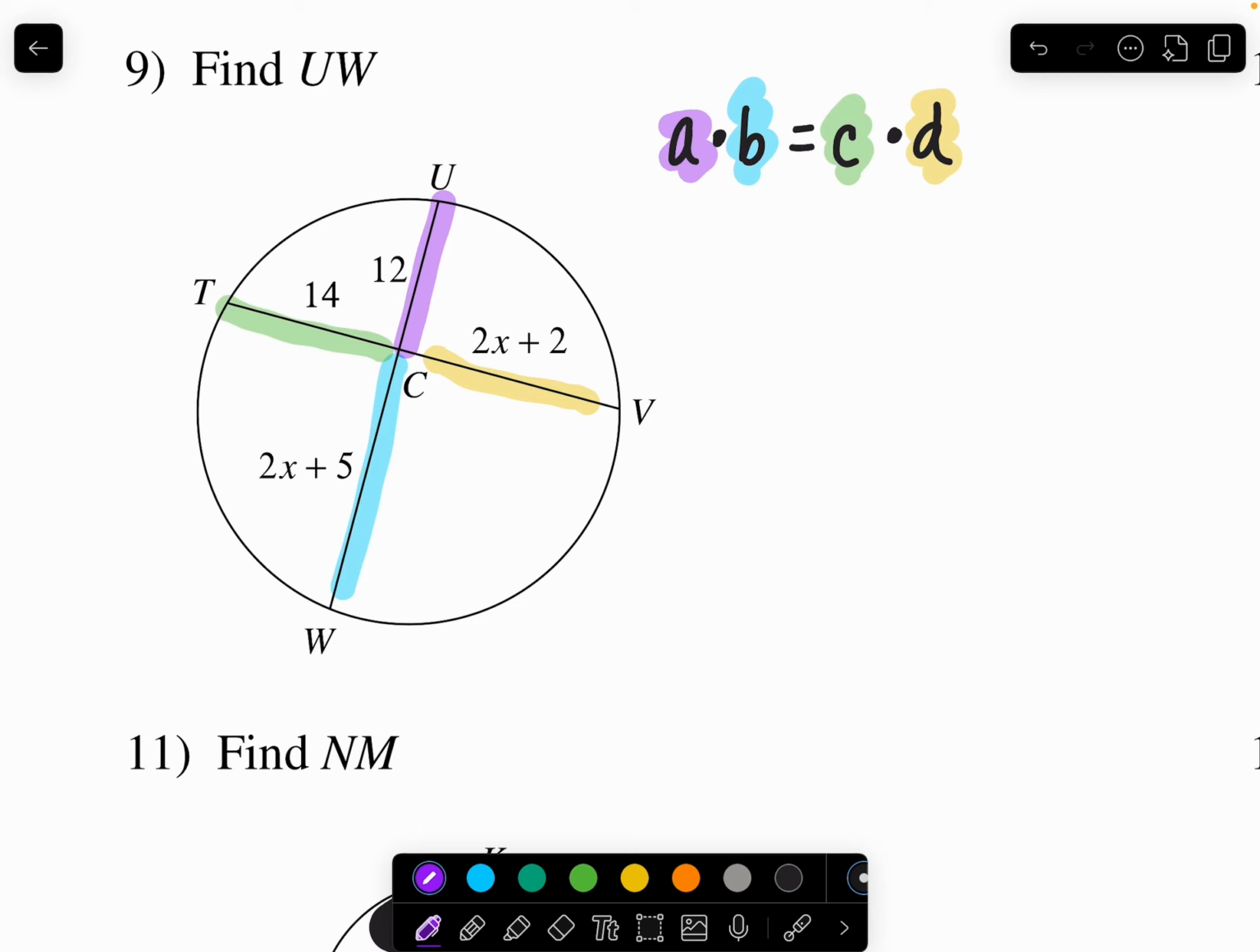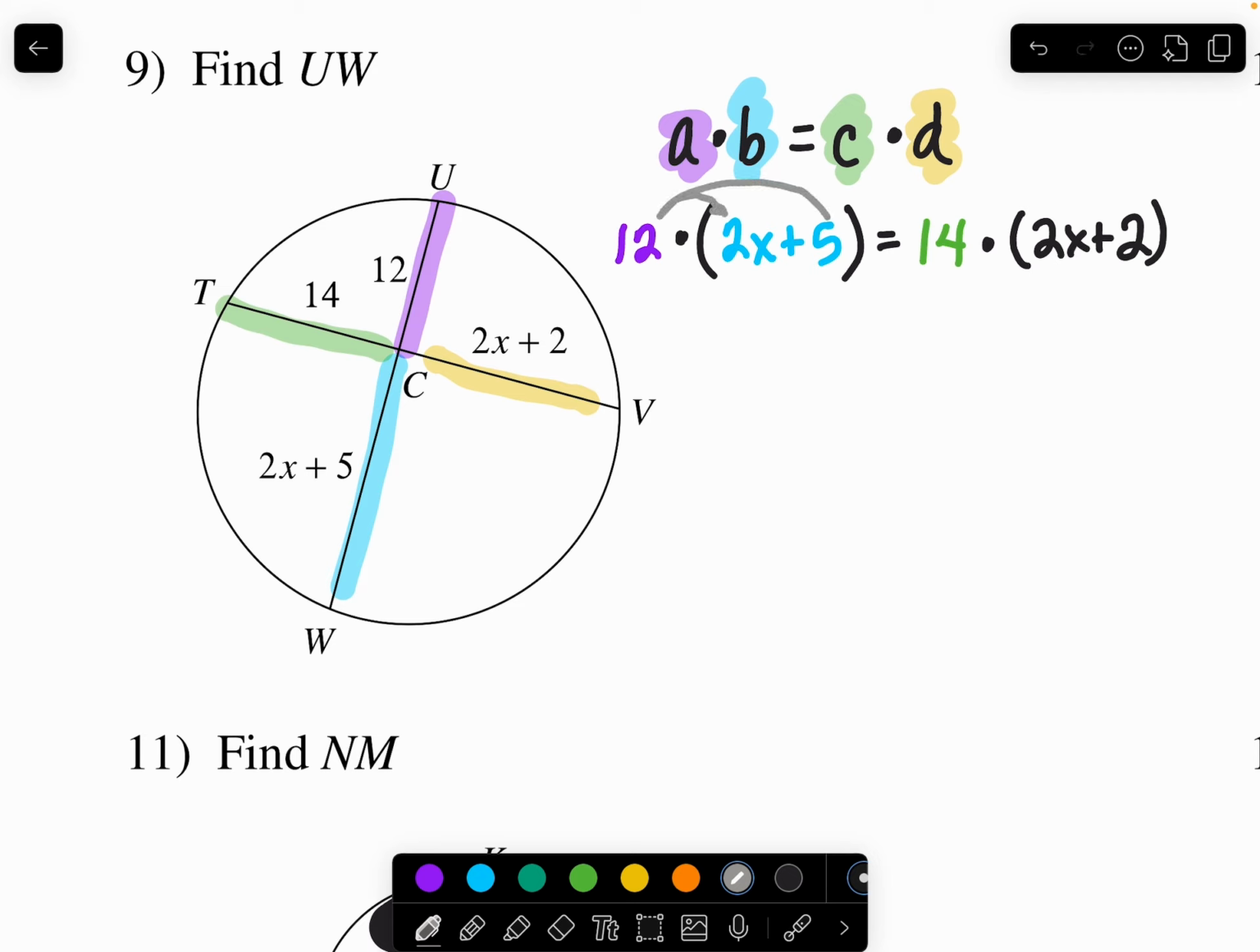Let's go ahead and plug in. So we've got 12 times 2x plus 5 equals 14 times 2x plus 2. So I don't really need the dot right here. I'm just putting it since it was in the formula, but the dot is unnecessary since I'm using the parentheses.